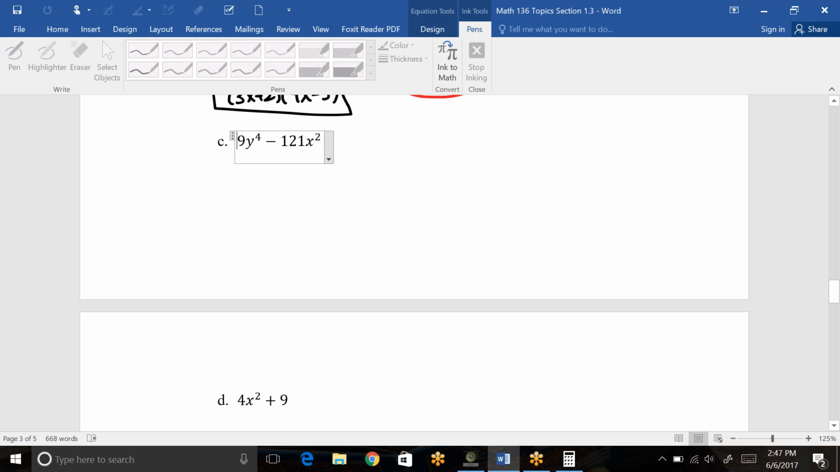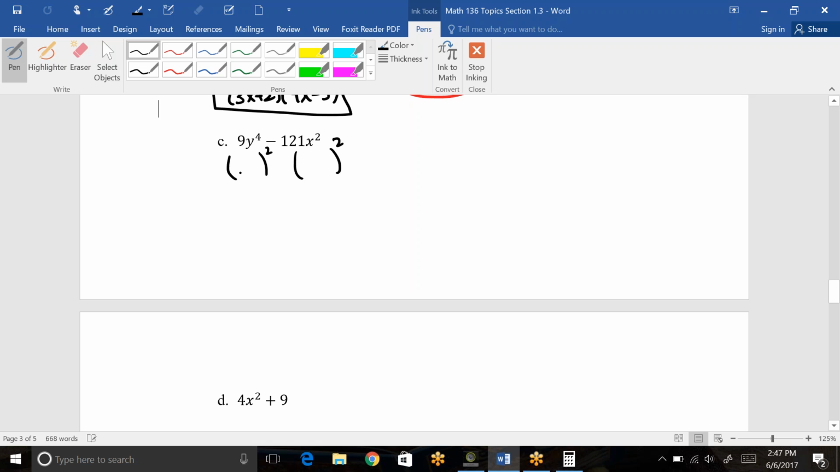For C, it's a binomial. There's no GCF because 9 and 121 don't have anything in common, and the two variables are different. But this is a candidate for perfect squares because 9 is 3 squared. Y to the fourth would be y squared squared. 121 is 11 squared, and x squared would just be x inside. So it looks like this is the root and this is the root. So remember, when you have two perfect squares with a minus sign between them, you find the two roots and you write them once with a plus and once with a minus.